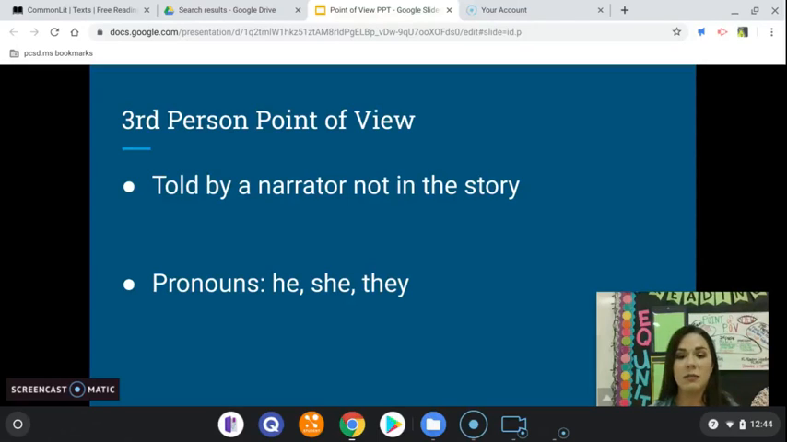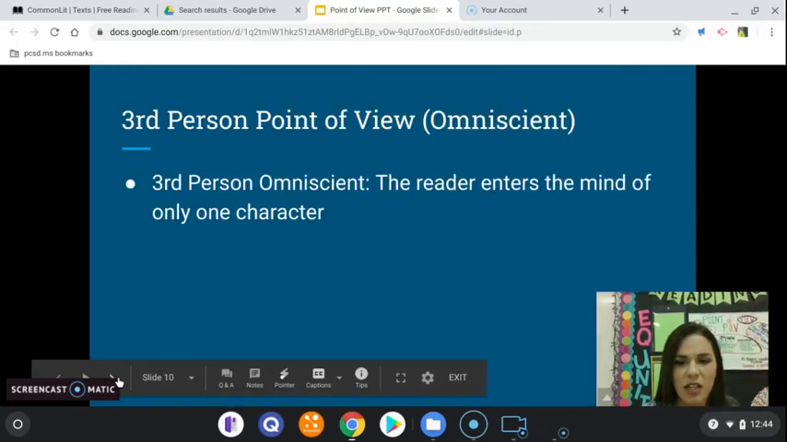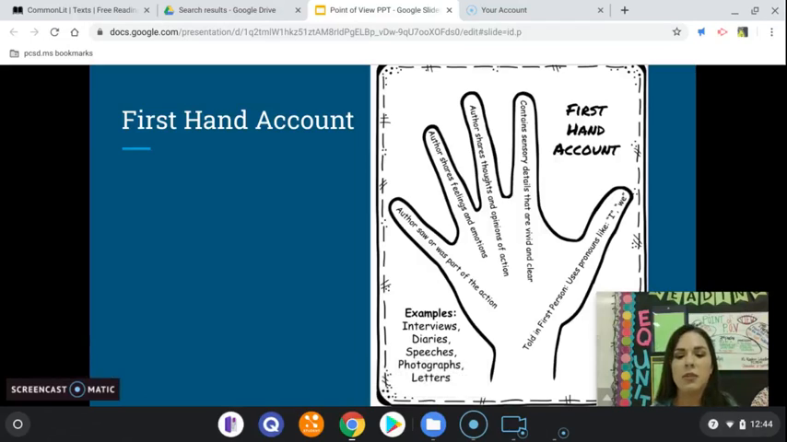So third person limited, you only know one character's thoughts and feelings. And in third person omniscient, you know everybody's thoughts and feelings. Okay. That's very, very important to not get confused. Okay. So we talked about the 3 points of view, but I also wanted to discuss first-hand accounts and second-hand accounts. Okay. So it is exactly how it sounds. First-hand account would be you telling somebody a story that you have experienced.